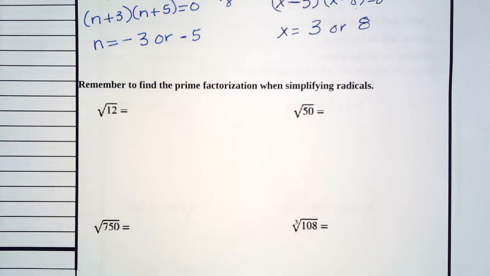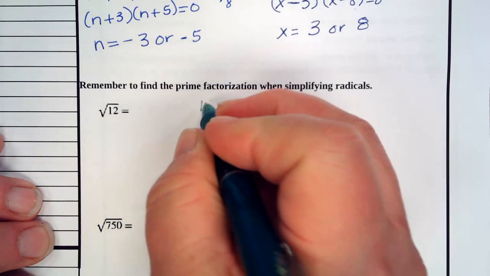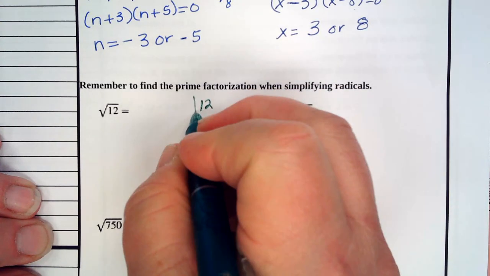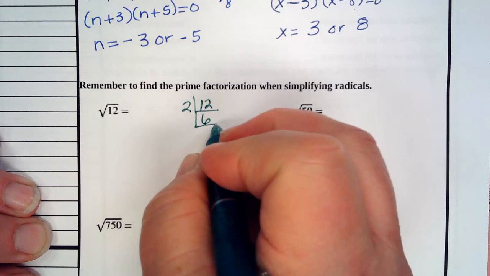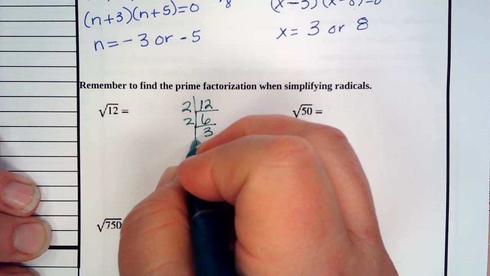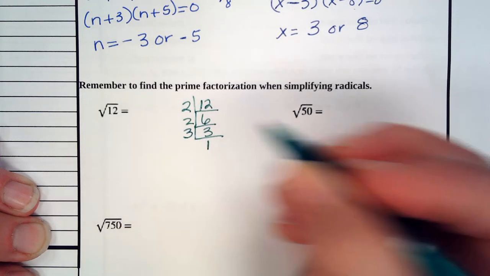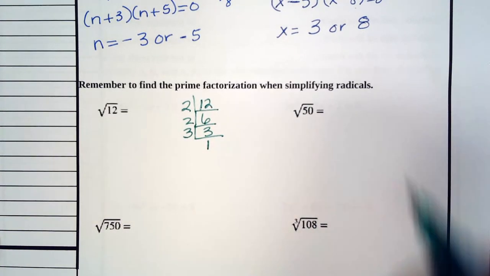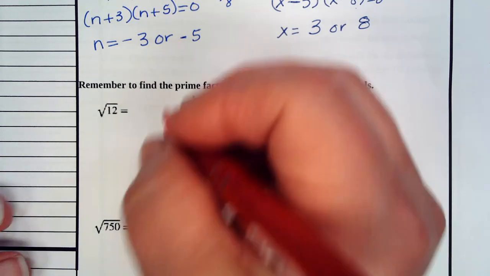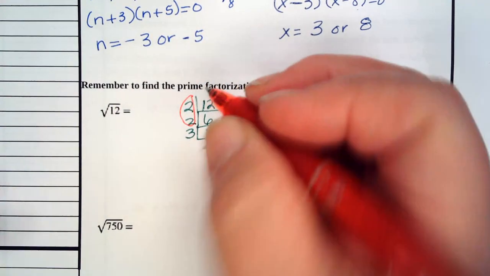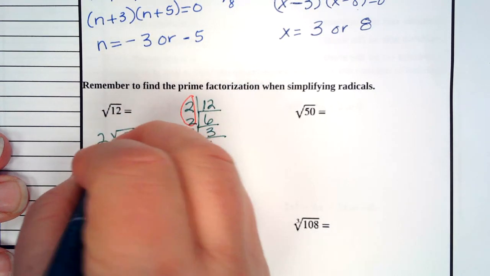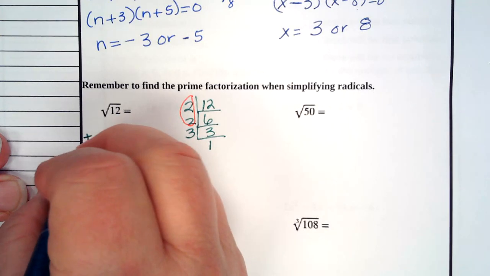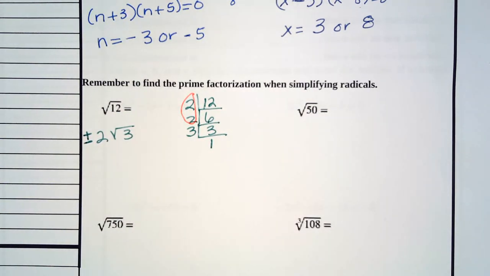So if I'm looking at 12, 12 is even. I can divide it by 2 and I get 6. 6 is even. I can divide it by 2 and I get 3. 3 is prime, so I divide by 3, I get 1. When I get 1, I am done. Circle your pairs because these are square roots. 2 square root of 3, and that would be a positive or a negative. Positive is your primary, negative is your secondary.